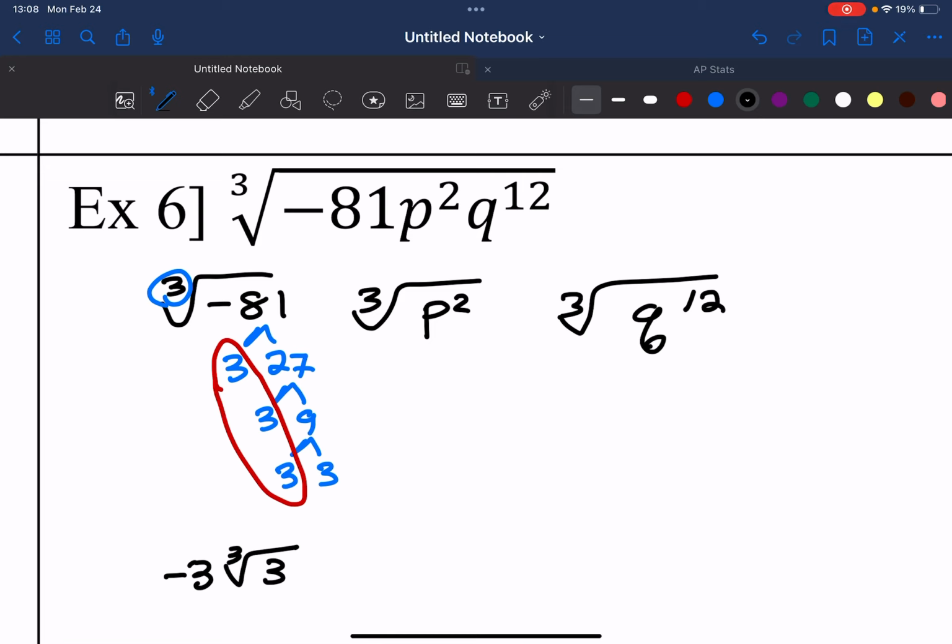Now I'm going to do p squared. So p squared means p times p. And notice I can't circle a pair of 3 because I only have 2 there. So this has to stay the cube root of p squared.